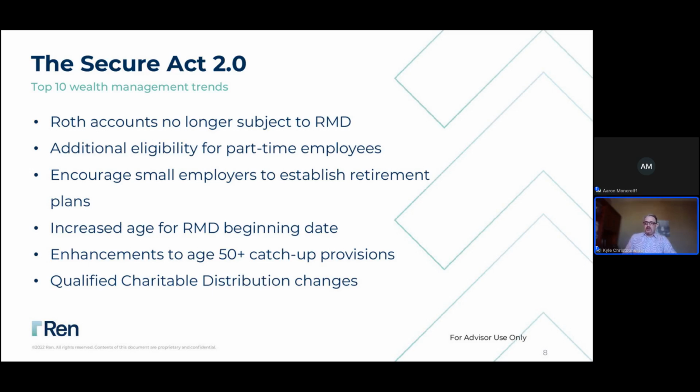And then third, we have better catch-up provisions for those that have 401ks, for those that have IRAs. So for example, if you're over 50 and you have a 401k, then you've got a catch-up provision of $7,500. And if you had an IRA, then it's a catch-up provision of $1,000.